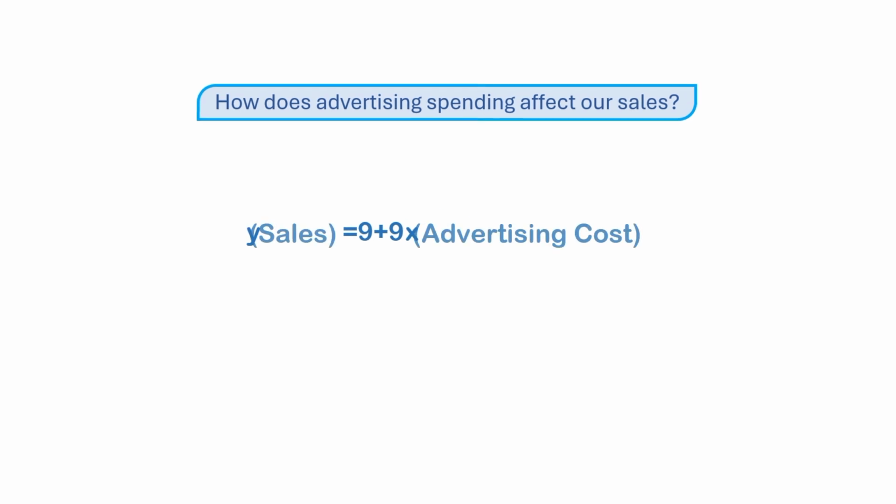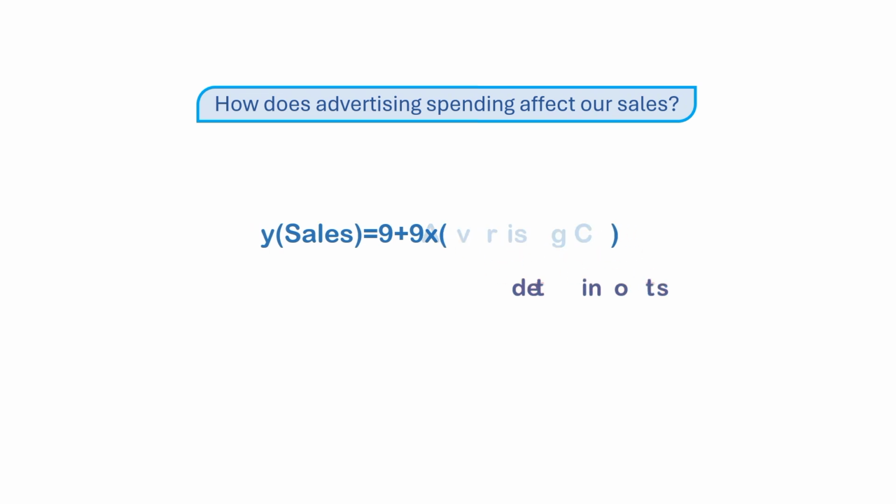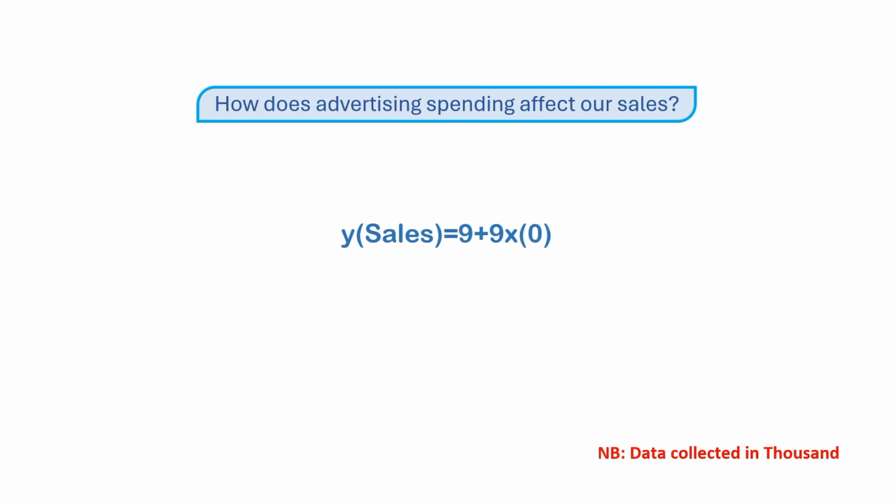That means sales equal to 9 plus 9 times advertising cost. Now we can interpret that even with no ad, sales is 9,000. Every extra 1,000 in ad increases sales by 9,000.